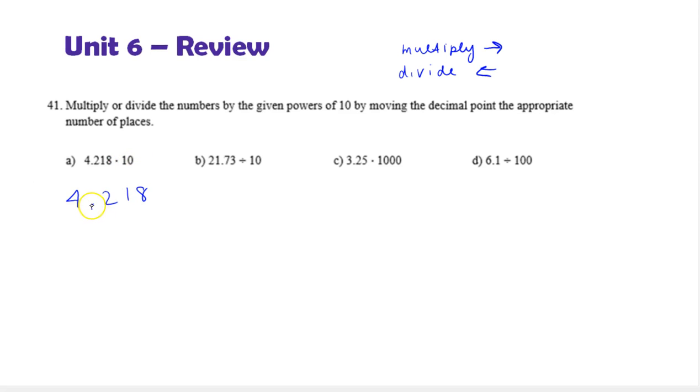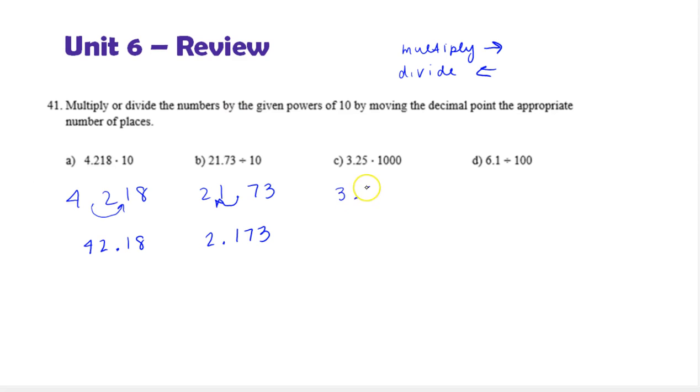Multiplying by 10 moves the decimal one place to the right because our place value system is base 10, and we get 42.18. Here, if we have 21.73, dividing by 10 moves the decimal one place to the left, and we have 2.173.